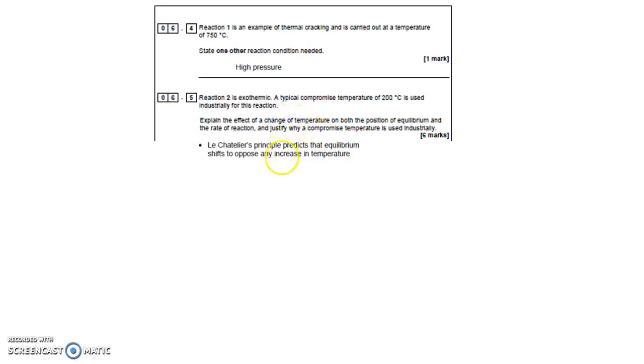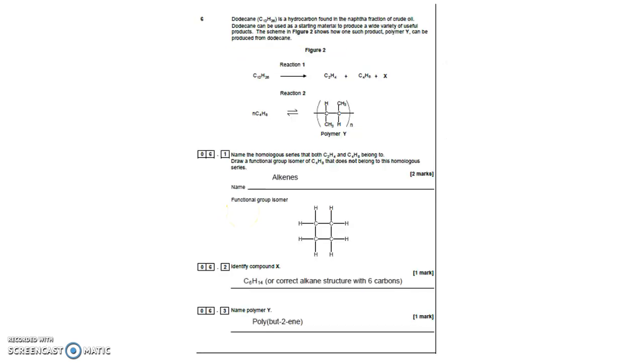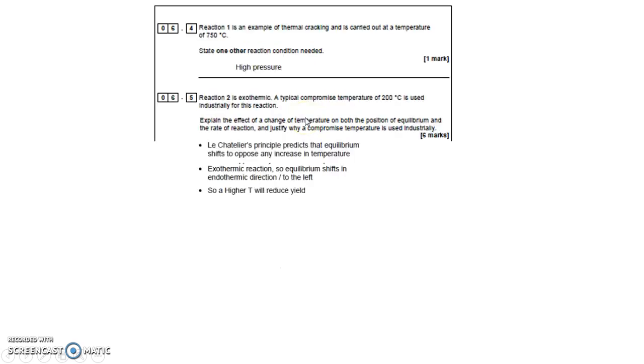So Le Chatelier's principle says the position of equilibrium is going to shift to oppose any increase in temperature, i.e. lower the temperature, and the way it can do that is going right to left. Next one. So a higher temperature will reduce the yield. The yield means how much of this is made. If it's exothermic and I provide more heat, it will go right to left to oppose that change. And if it goes right to left, instead of making more of the product on the right, it's making more of the reactants we started with. It's going to lower the yield of the product.